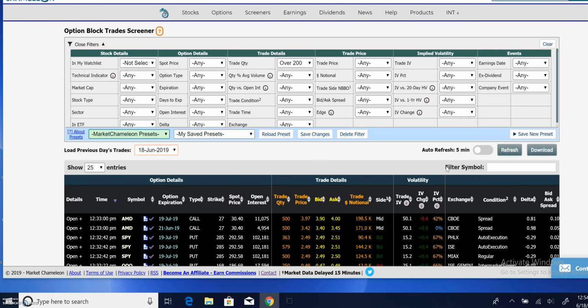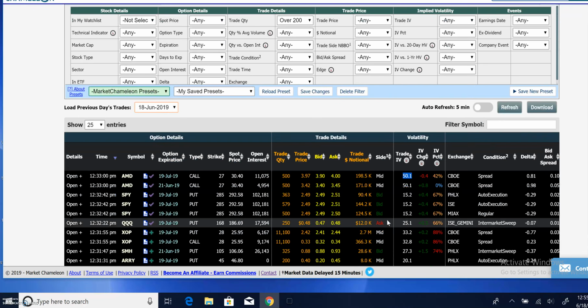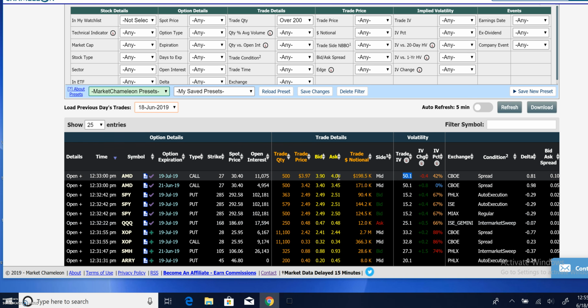One of the filters I think is useful is looking for unusual trades as far as the price is concerned. We know that option prices can be converted to the implied volatility, and the implied volatility is a way we could measure how expensive or inexpensive option premium is. The higher the implied volatility, the more expensive the option is. The lower the implied volatility, the less expensive the option premium is.